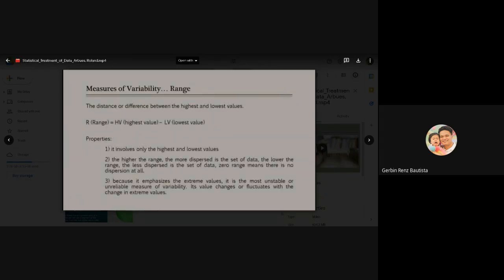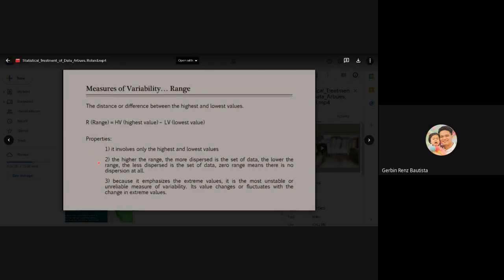Range is the distance or difference between the highest and lowest values. It is represented by the formula R, or range, is equal to HV, or highest value, minus LV, the lowest value. Its properties include that range involves only the highest and lowest values, and thus is easy to determine. The higher the range, the more dispersed is the set of data, and the lower the range, the less dispersed is the set of data.